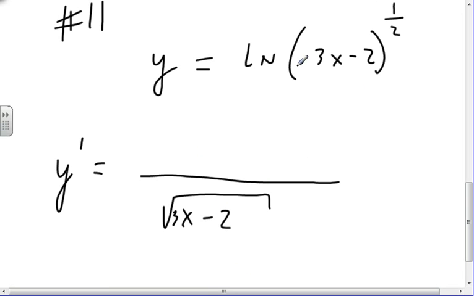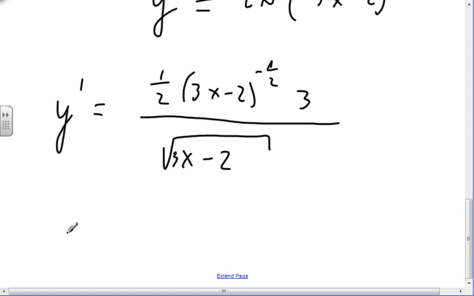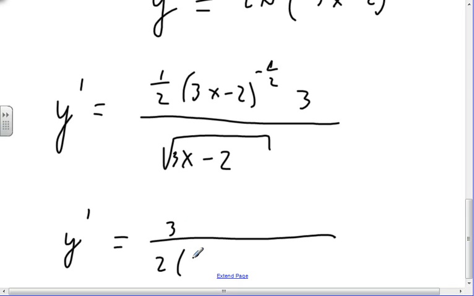Okay, and then I've got to take the derivative of the argument. That'd be 1/2 (3x minus 2) to the minus 1/2 times 3. Okay, then I'd rewrite that. y prime is equal to 3 divided by 2(3x minus 2).